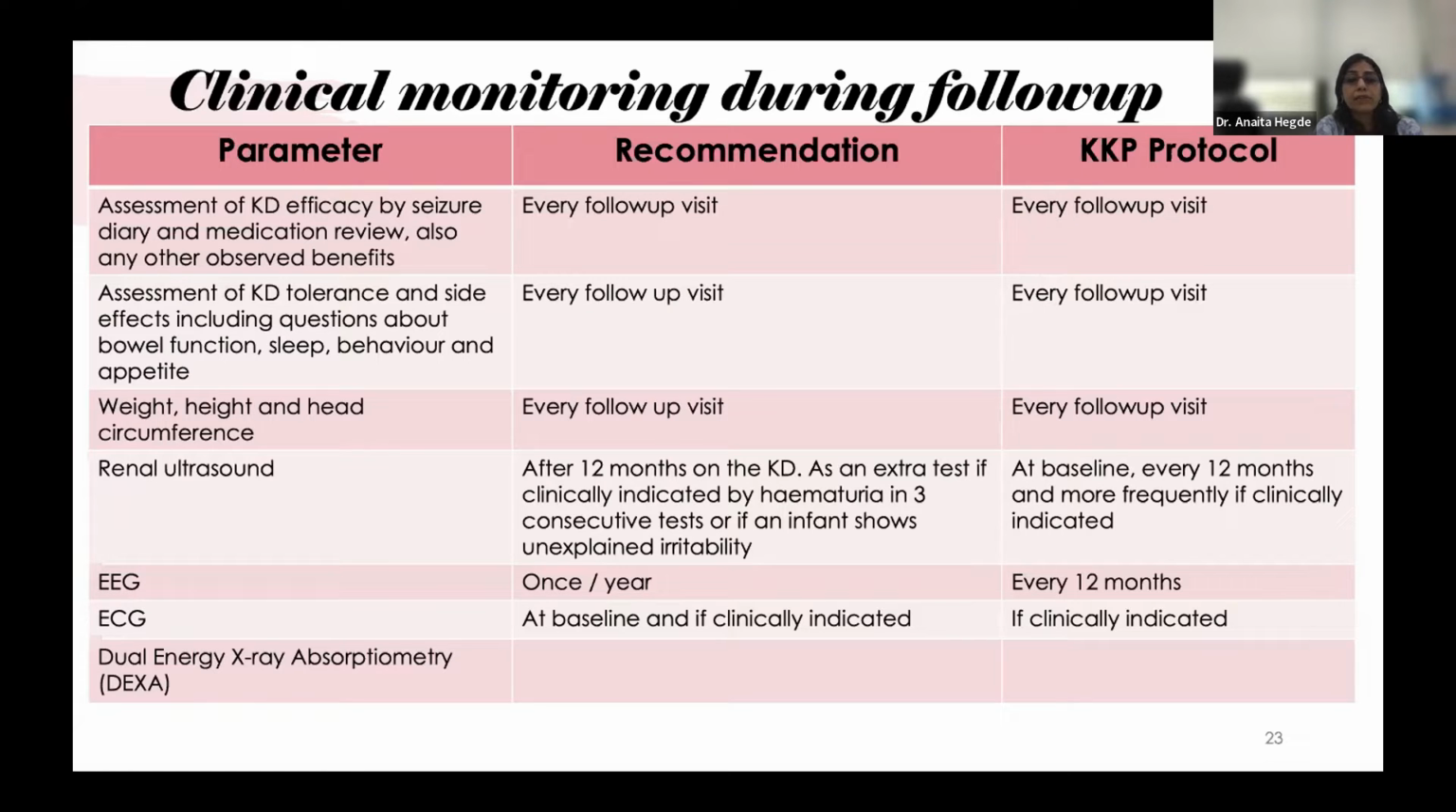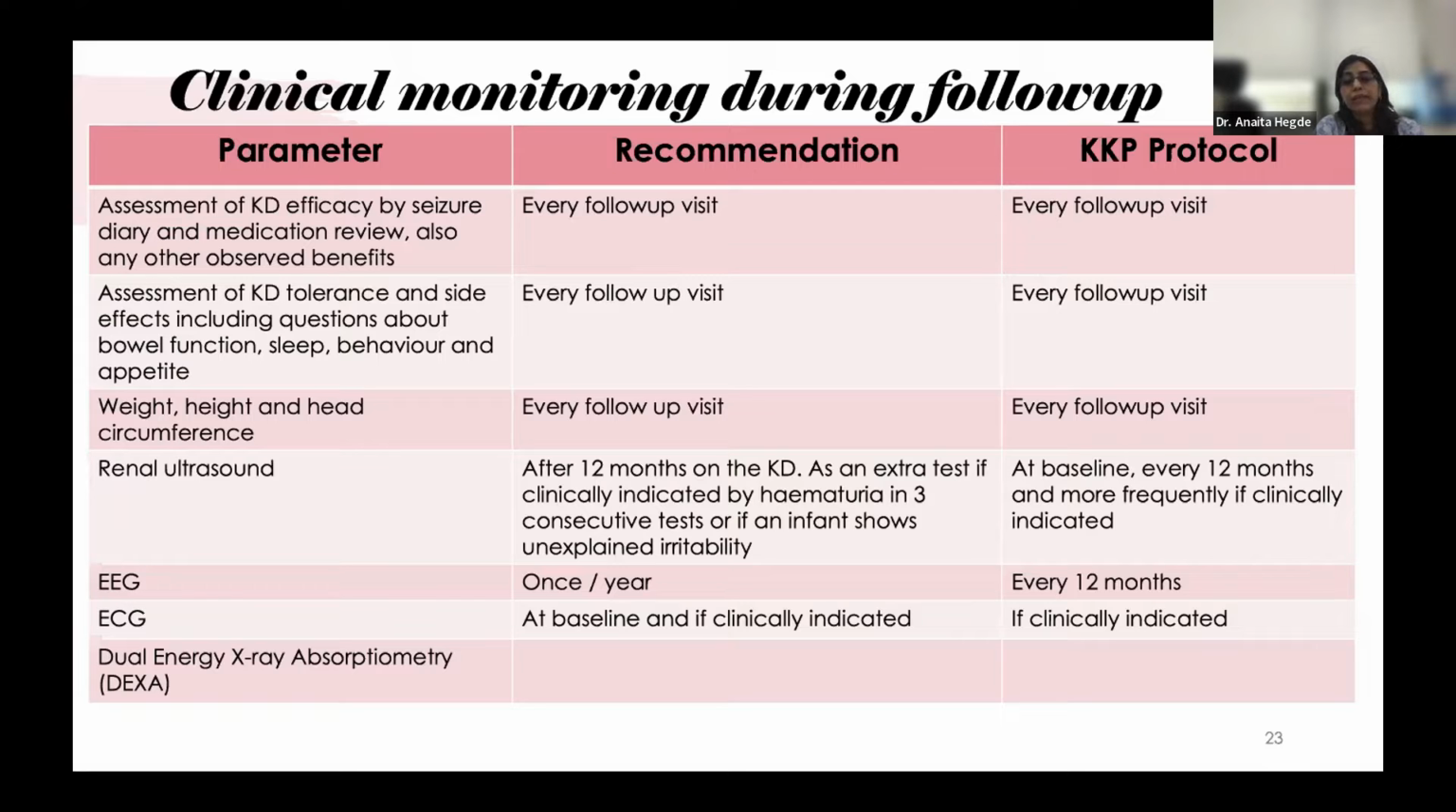Renal ultrasound. The recommendation is that after 12 months on the KD, it should be done as an extra test if clinically indicated by hematuria in 3 consecutive tests, or if an infant shows unexplained irritability. In the KKP protocol, it is done at baseline and every 12 months and more frequently if clinically indicated. EEG is recommended to be done every year. The KKP protocol does it every 12 months.